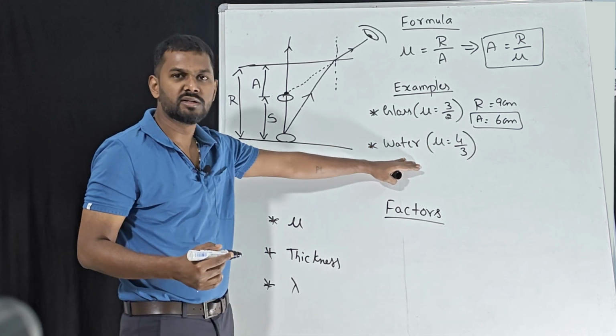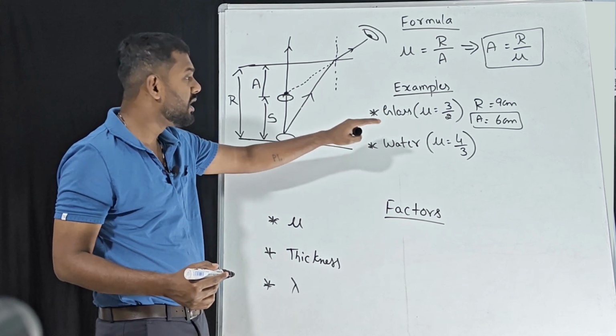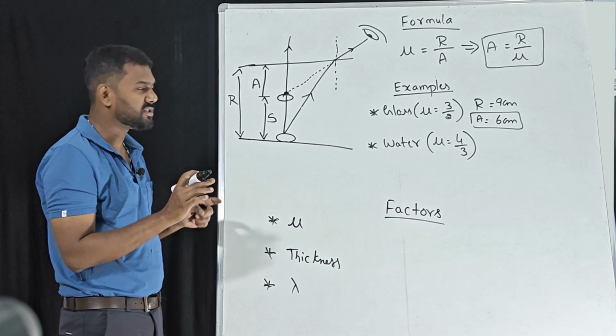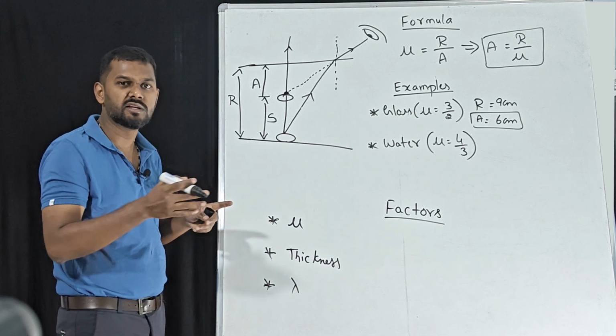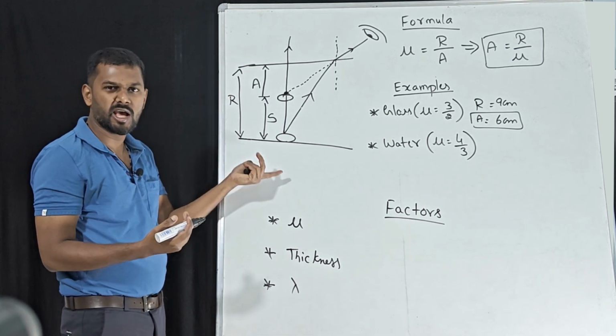So till here we have learned apparent depth, how to find it and what it means. You need to understand the diagram, then only can you easily solve the questions. These kinds of diagrams are asked in theory questions, so if you learn this one, we can draw the diagrams there also.